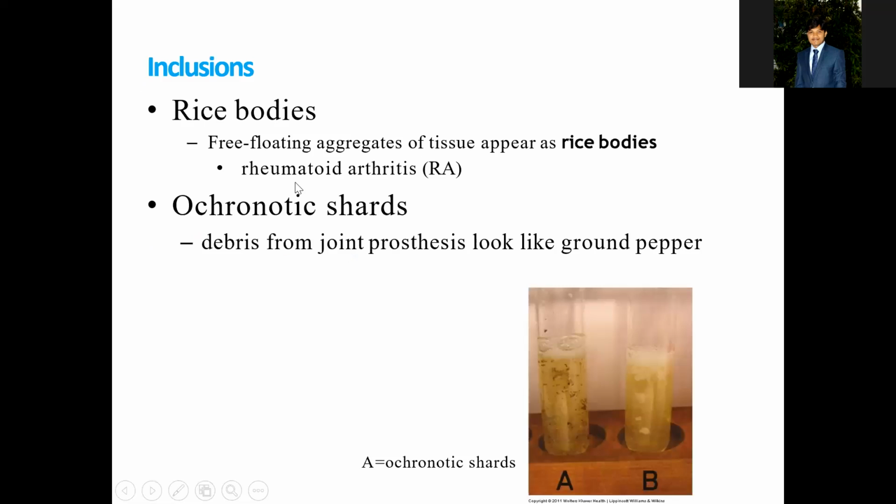Inclusions: rice bodies occur in rheumatoid arthritis. These are free-floating aggregates that look like tissue paper, called rice bodies. And ochronotic states, from joint processes, appear like ground pepper.